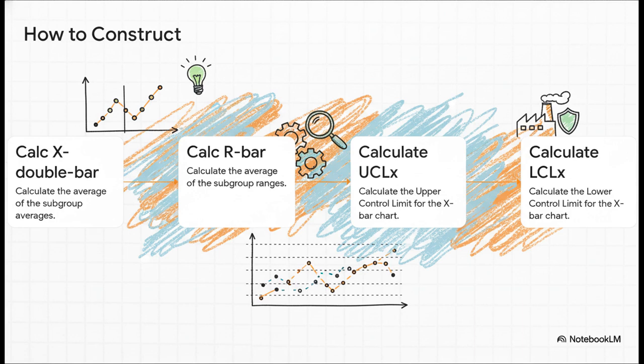First, we'll find the average of all our sample averages. Then, we'll do the same thing for the ranges. Once we have those 2 magic numbers, we can calculate the official upper and lower control limits for our chart.